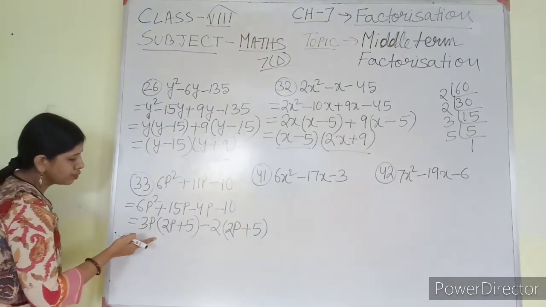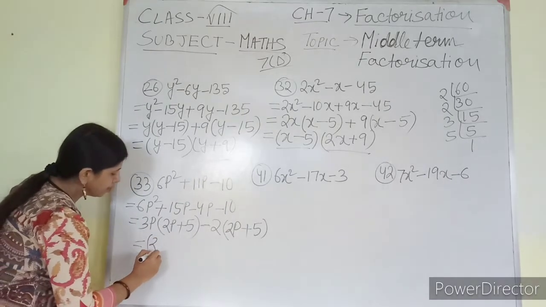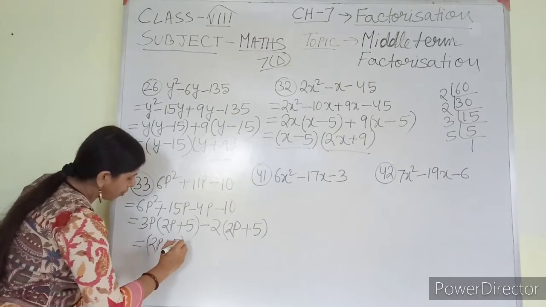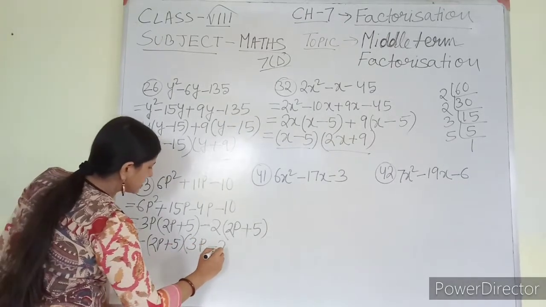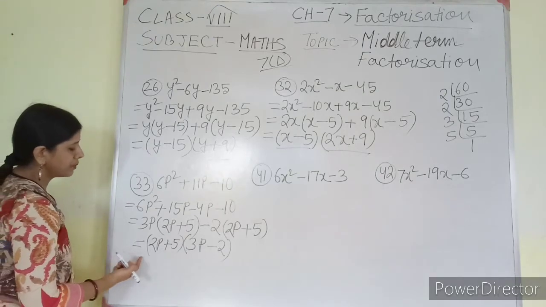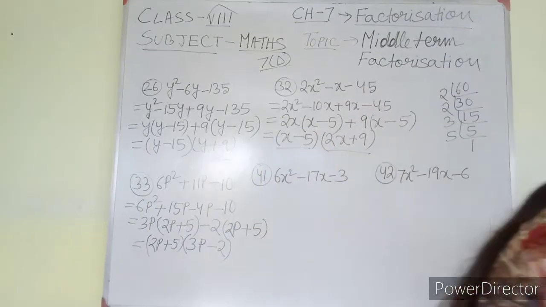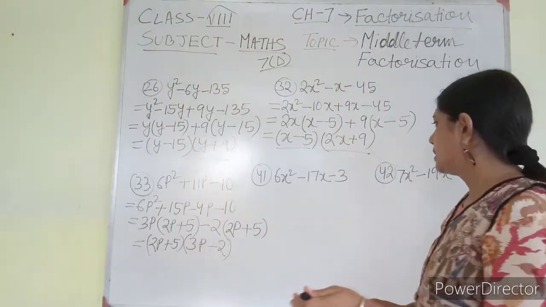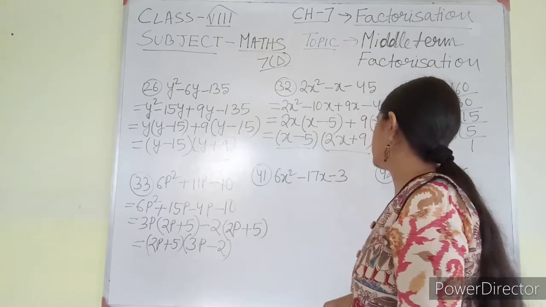Now I can find 2p plus 5, 2p plus 5. So 2p plus 5 is the common term, and whatever is left is the other factor. So the answer is (2p plus 5)(3p minus 2). Understood? Now the next question. Next question is 6x squared minus 17x minus 3.